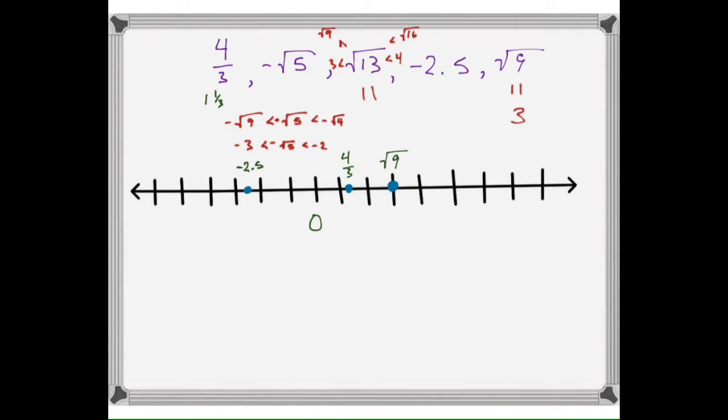2.236. So it's going to be somewhere in there. Oops, wrong button. So that's where we're going to put our negative radical 5. All right, we need radical 13, which we said is between 3 and 4, but closer to 4. Yep.